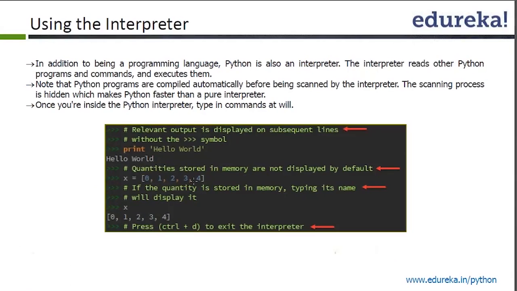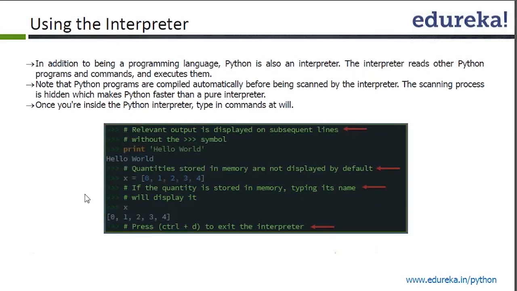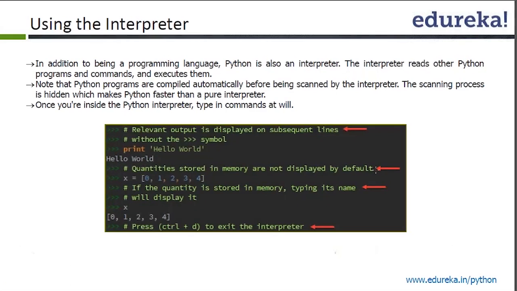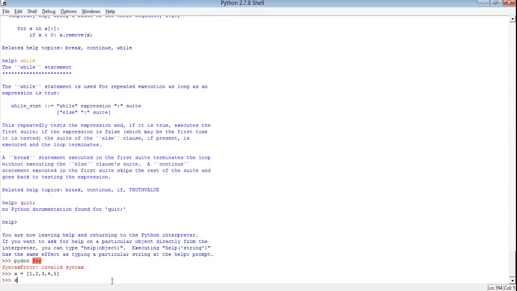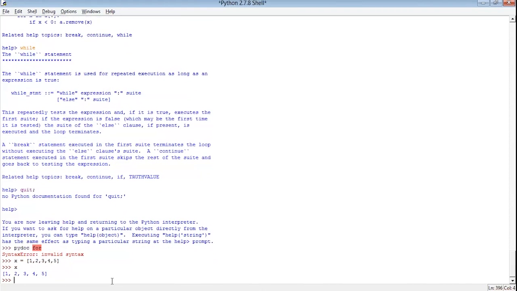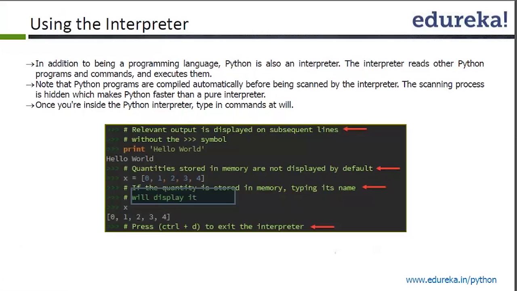Okay, and you see here, print hello world. This is what I showed, this is what I wrote. You see, quantities stored in memory are not displayed by default, x equal to 0, 1, 2, 3, 4. If the quantity is stored in memory, typing the name will display it, like I did here. If I want something to be in memory, I just do 1, 2, 3, 4, and 5. This is in memory. Now, if I want to display it, I say x, or I can say print of x as well. It's the same thing.